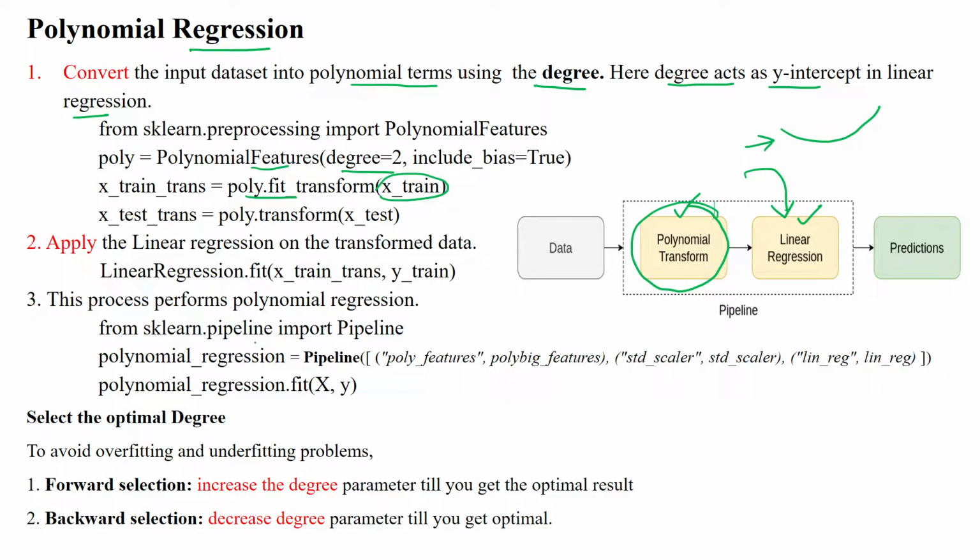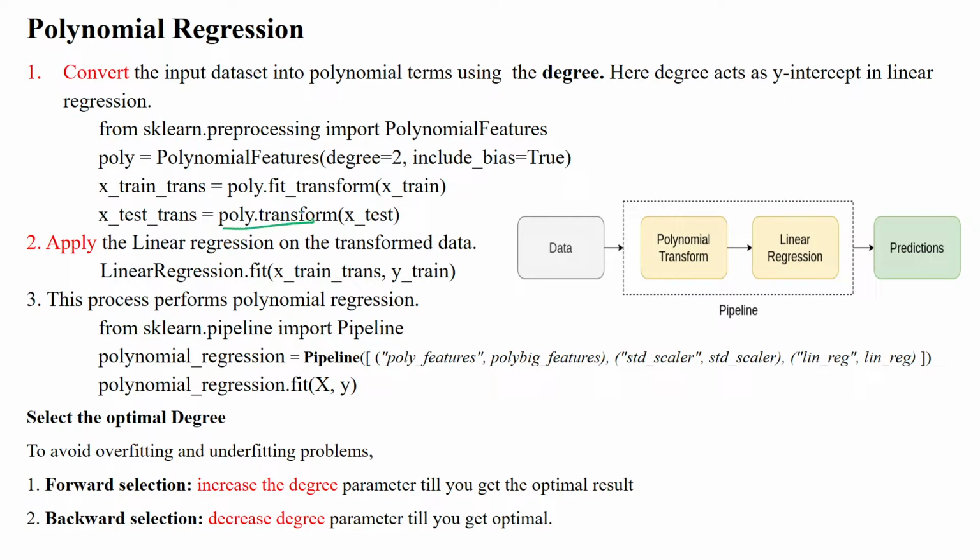Then both steps are combined together. The linear regression and polynomial features are combined together. That is called a pipeline. So we are creating the pipeline for the polynomial transformation, that is, the transformed features, and linear regression. Then we will create the decision boundary by using the best fit line.